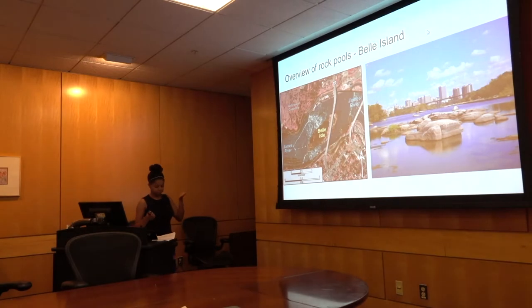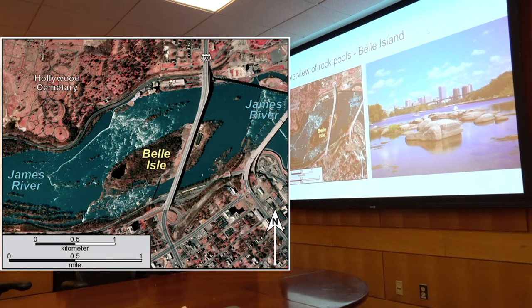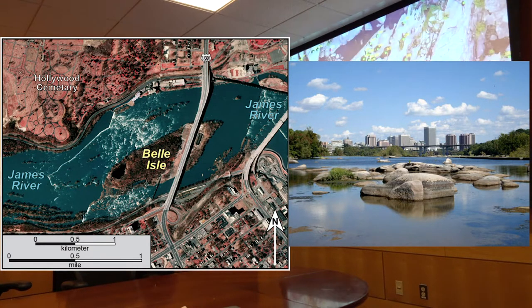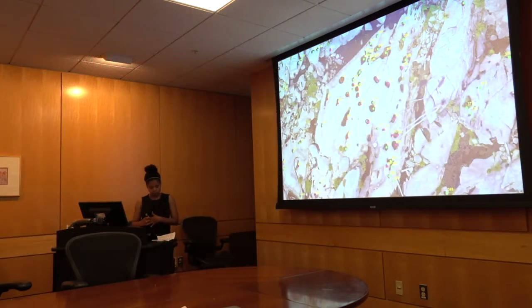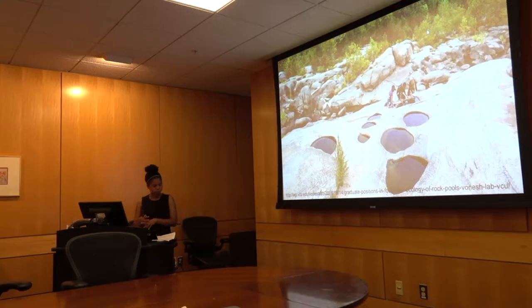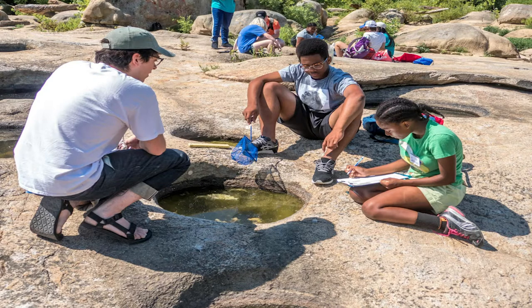So here's the setting of our experiment. On the left is a map of Belle Isle, which is located west of downtown Richmond, and on the right is a skyline view of the city from Belle Isle. So this is a close-up of the rock pools. The different colors and shapes just represent which rock pools have already been sampled, so no groups sampled the same rock pools. So this picture shows that rock pools come in all different shapes and sizes and contain a unique diversity of species. While looking at the different plants and animals in the rock pools, we noticed that some rock pools have crayfish and others did not.